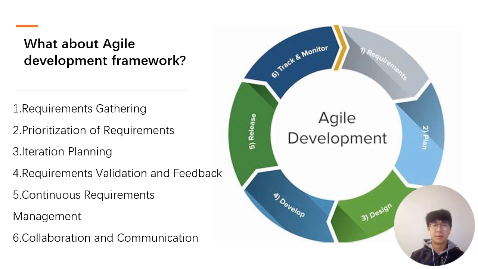The fourth one is requirements validation and feedback. We conduct sprint reviews at the end of each iteration to showcase the completed features and gather feedback from the clients. Use the feedback to make necessary adjustments and to refine requirements for future iterations. In the past few days, what we did is good, and what we did needs adjustment, so we can receive feedback from our clients and stakeholders and make the necessary adjustments.